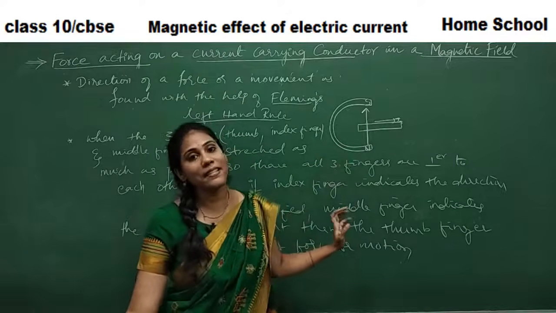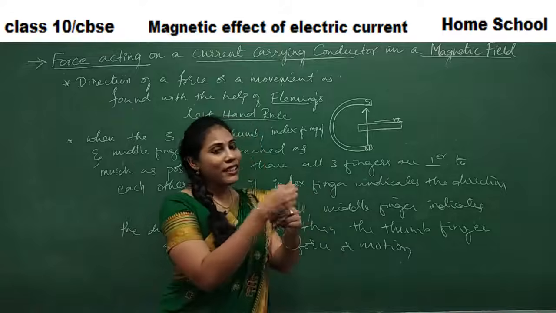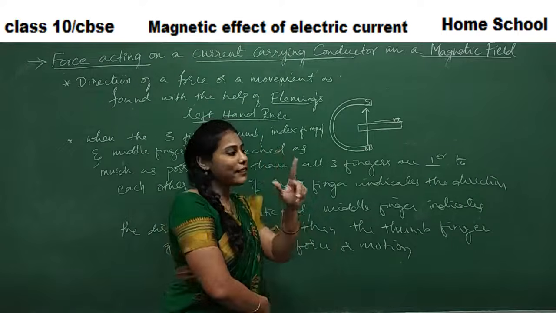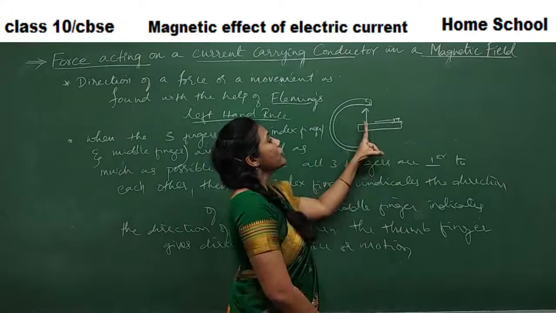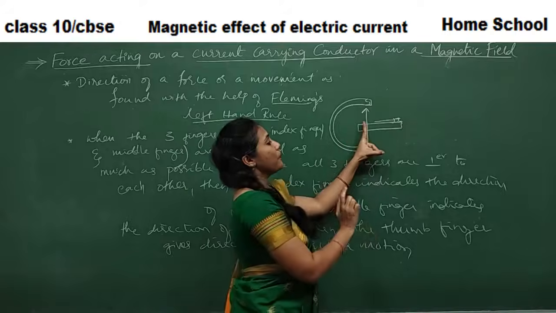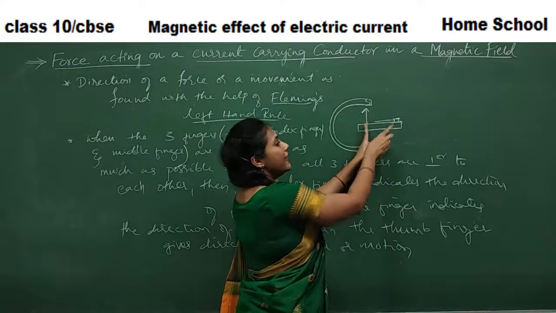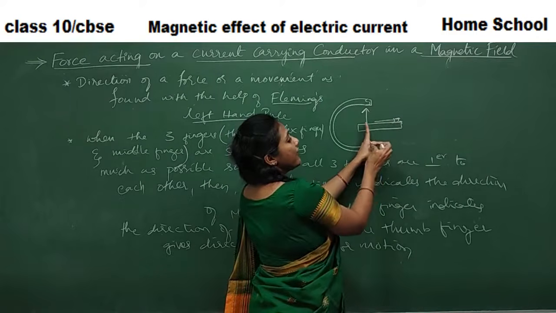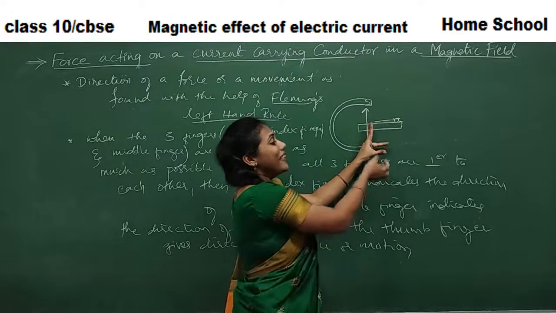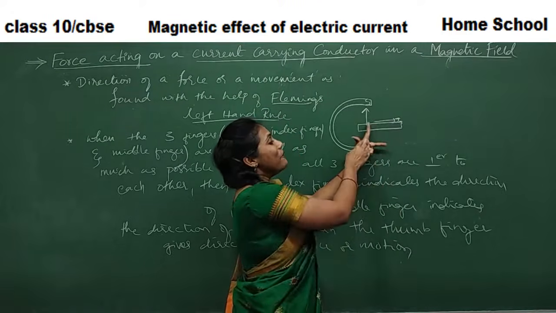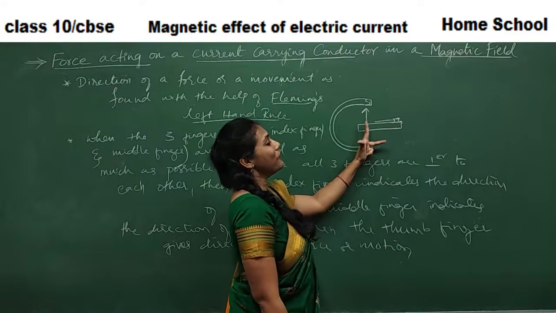For the conductor movement, apply Fleming's left hand rule. Index finger is what? Direction of magnetic field, no? So I'll keep my index finger from bottom to top. And this middle finger indicates what? Direction of current. Say current is moving from left to right, so I keep my middle finger like this. Then how can I keep my thumb finger? Keep the thumb finger as far as possible. See, this is how I can keep my thumb finger.